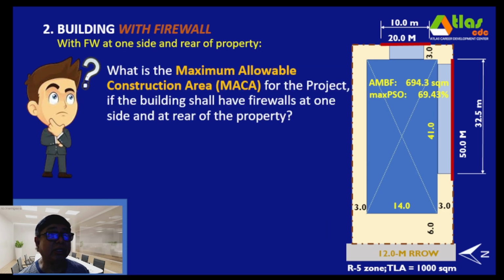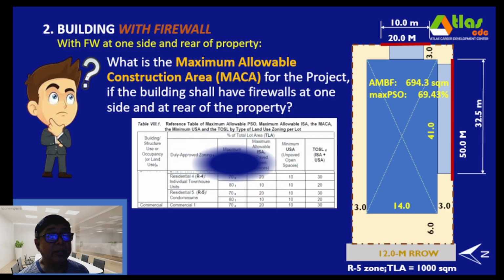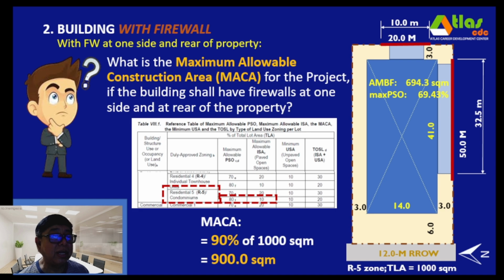And so on for the maximum allowable construction area. If the building shall have firewalls at one side and at the rear of the property, again, using table 8.1, that will give you a total value for the MACA at 90% or 900 square meters. The same as yung value kanina na yung firewall natin ay both sides of the property.